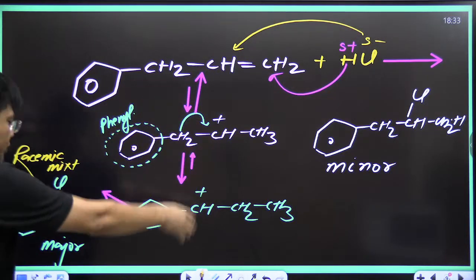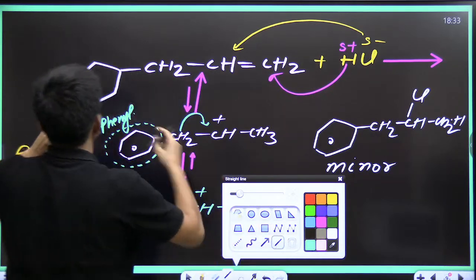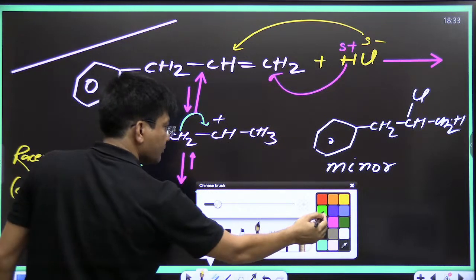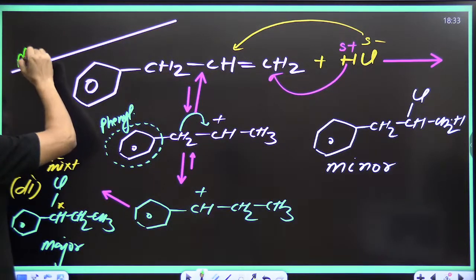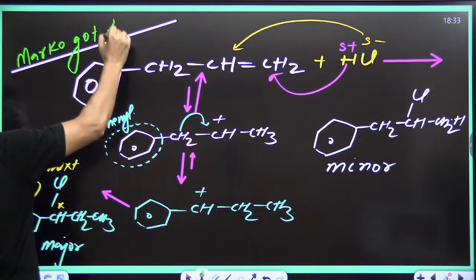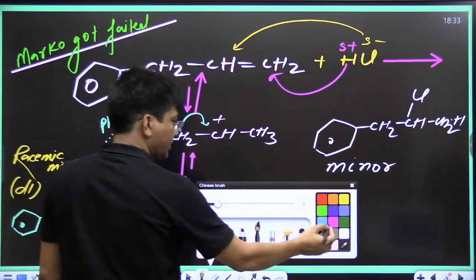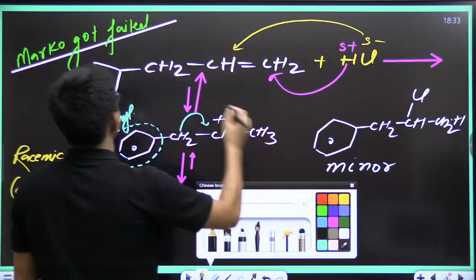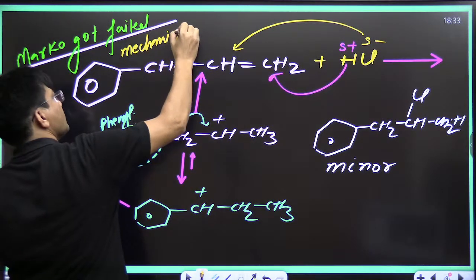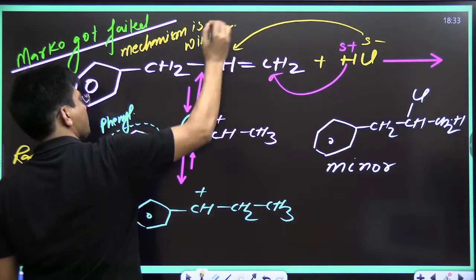And here Markovnikov's rule got failed. Failure of Markovnikov's rule. Markovnikov's rule got failed over here, my dear students. Are you able to understand? Markovnikov's rule got failed. Mechanism is the winner, my dear students. Who is the winner? Mechanism is the winner.